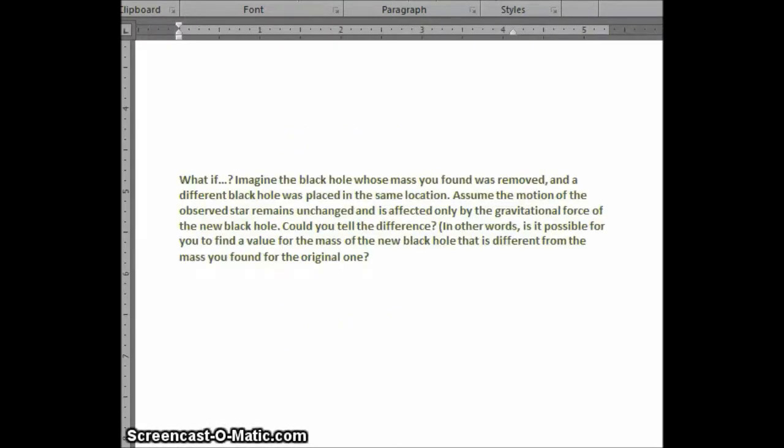This question asks if the black hole was to be replaced by a different black hole at the same location, and the time interval and motion of the star remain unchanged, if it would be possible for the black hole to have a different calculated mass than that of the original.